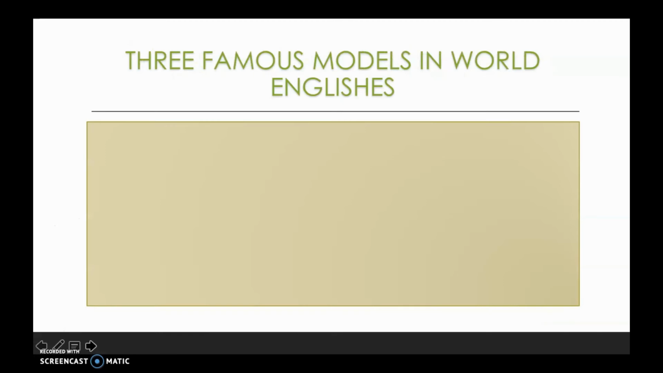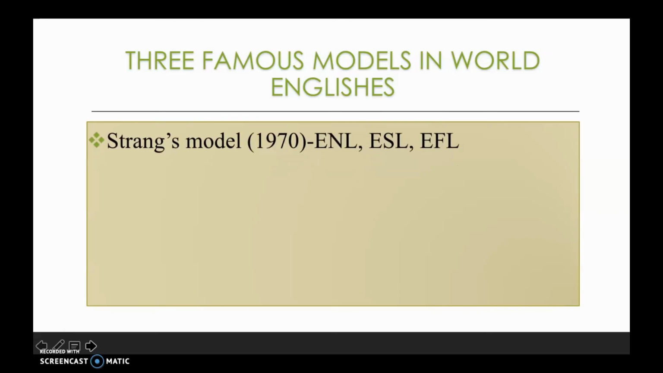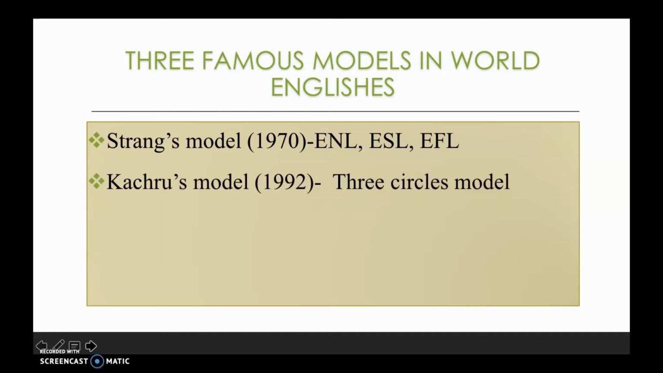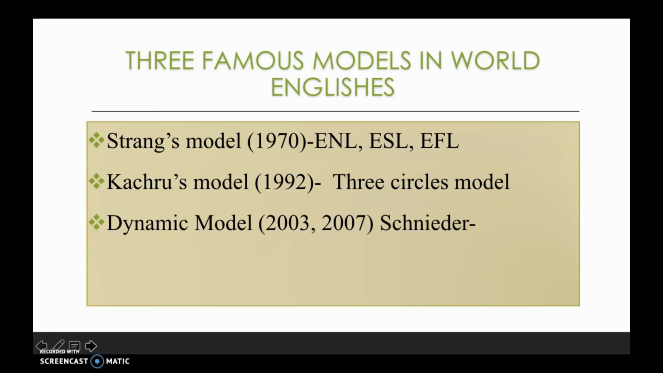Three famous models affect teaching and learning. Let's mention these three models in World Englishes. Strevens' model in the 1970s: English as a native language, English as a second language, and English as a foreign language. Then Kachru's model in 1992 related these different levels to the three circles model. Then the dynamic model in 2003, restated in 2007 by Schneider, proposed non-native New Englishes, which focus on the difference between reality and idealism.